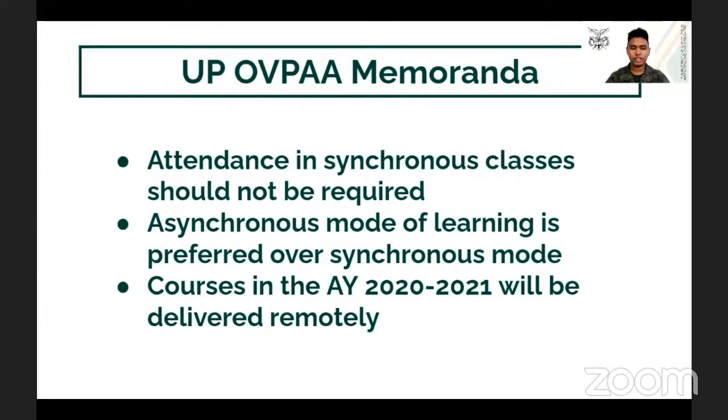Third, courses in the academic year 2020 and 2021 will be delivered remotely. Any exemption from this policy must be approved by the constituent university chancellor, subject to strict compliance with the guidelines set by the country's interagency task force and local government units and the CUs, as well as the situation of students in the class the unit endorses for exemption.